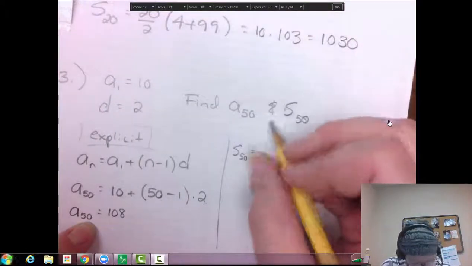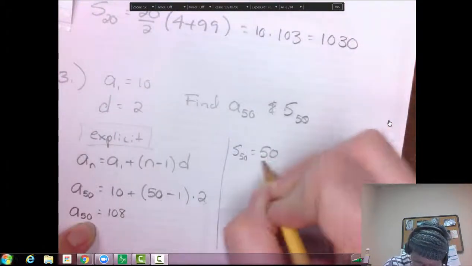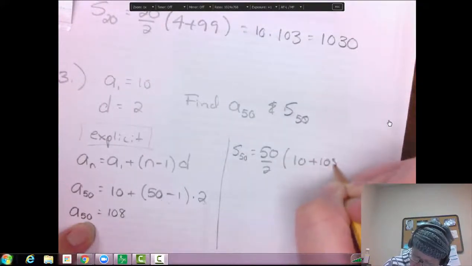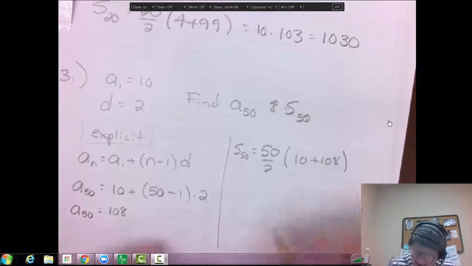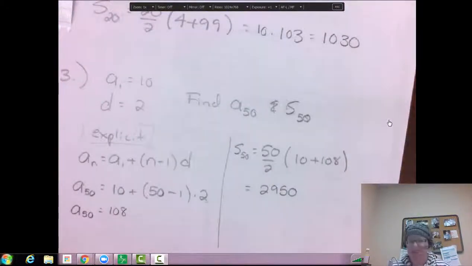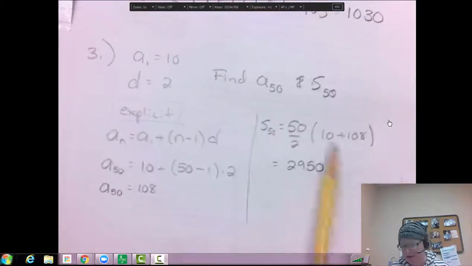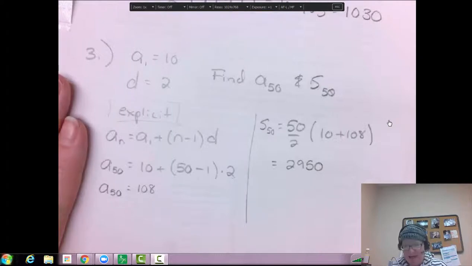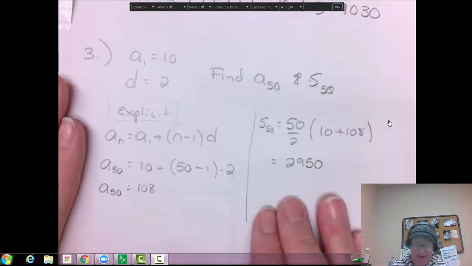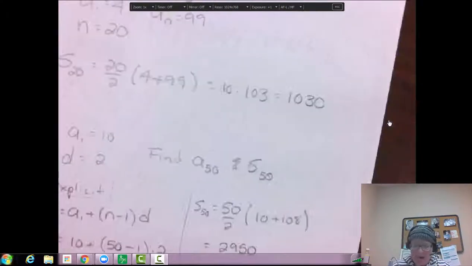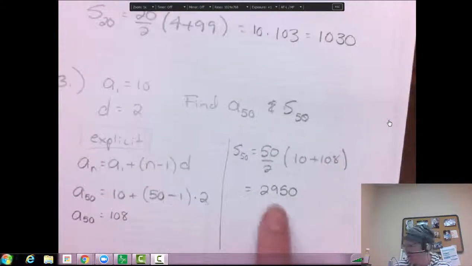We would do 50 divided by 2. And then 10's our first term, plus 108 that we found for our last term. And that's actually going to give us 2,950 when I add it and multiply it out. So add and then multiply. So I could be asked to find a term again in order to be able to use it to find our series.